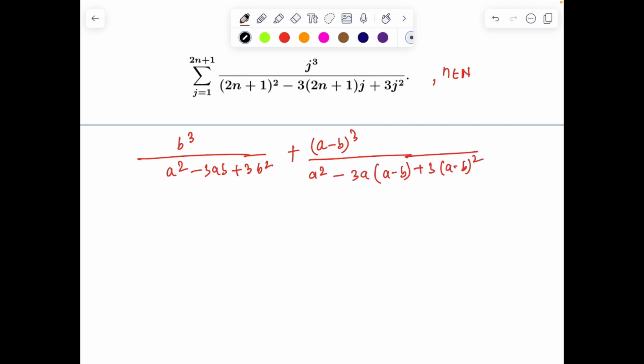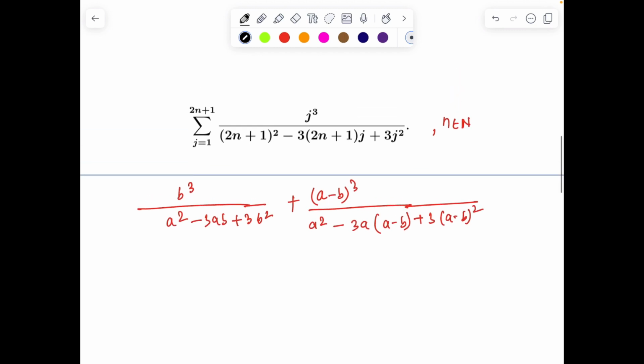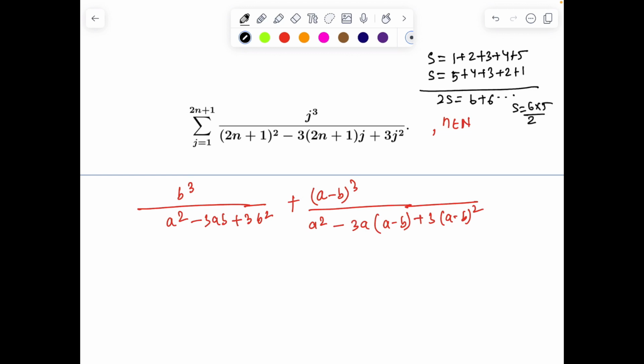Now before I go further, let me tell you the motivation behind this. As you know, in the usual summation series, we attempt to add the first term and the last term. For instance, a usual Gaussian sum S equals 1 plus 2 plus 3 plus 4 plus 5. The idea of arithmetic progression is that you reverse the series 5, 4, 3, 2, 1, and now you add them. So 2S equals 6 plus 6, which will have 5 times, and hence the answer is 6 into 5 by 2, which is 15. So it's a cool way of adding this.